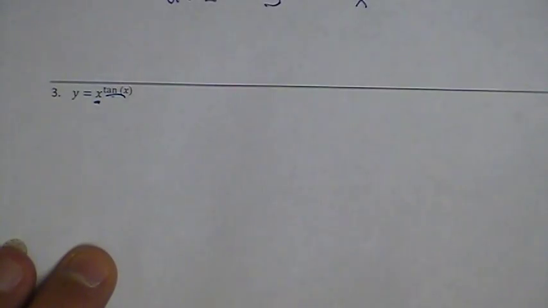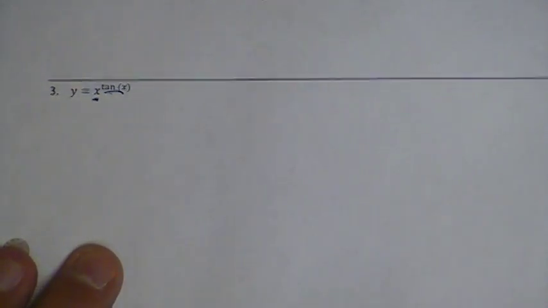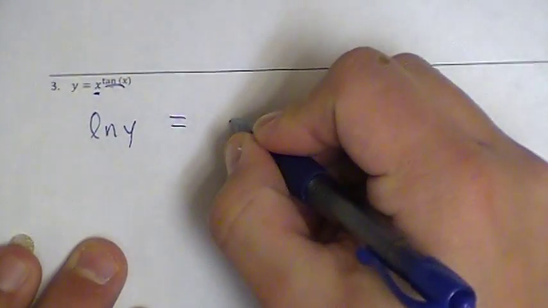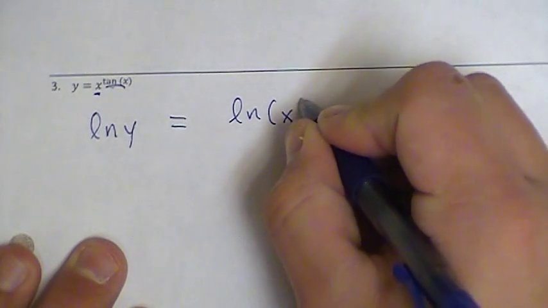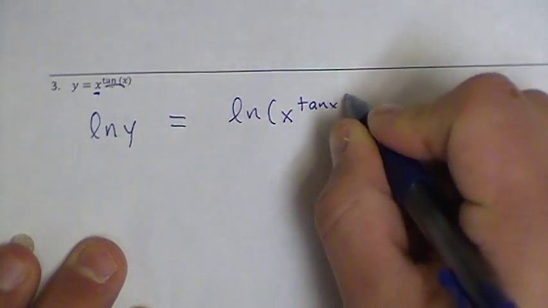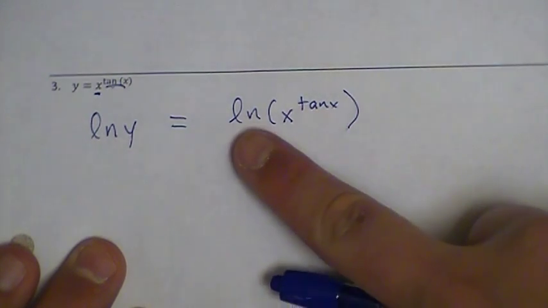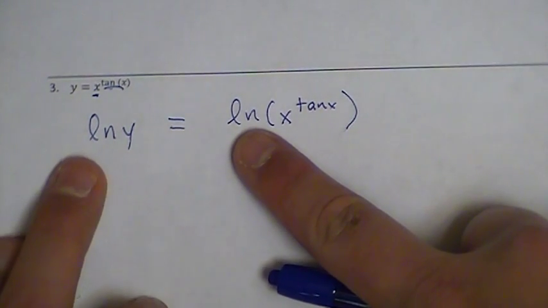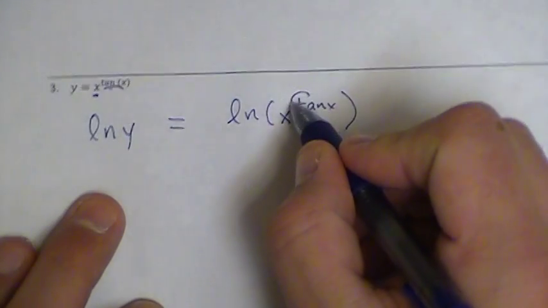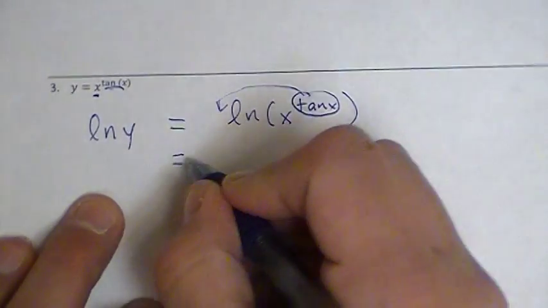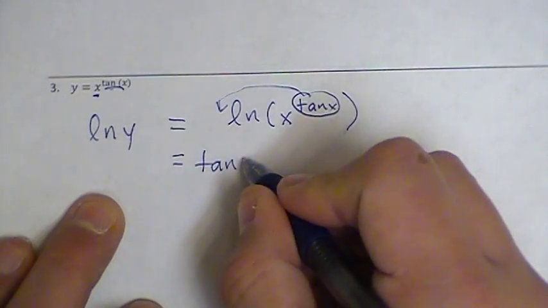Here we have an x raised to the tangent of x. Since we have an x in the base and an x in the exponent, we're going to have to use that logarithmic differentiation process. And the reason why we're using it is so that we can get this exponent out of the way. Because if we introduce a natural log to each side of this equation, we can then use a property of logs, the down in front property. That exponent can come down in front as the coefficient of the natural log.